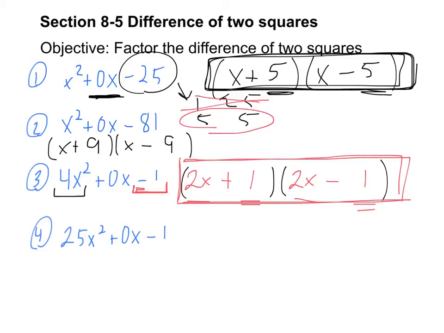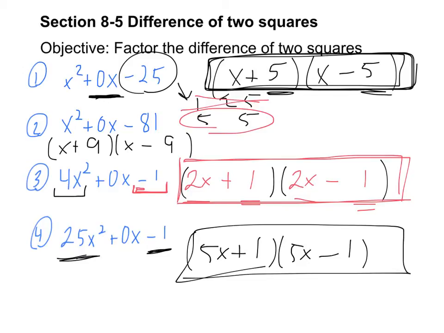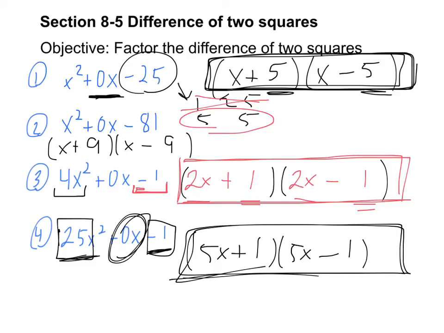So let's try this next one. If you look here, the square root of 25 is 5. Excuse me. But we put the x on it because it's 25x squared. And then you have the square root of 1, which is 1 and 1. Make one positive, make one negative. Every time. And this only works when there's a 0x in the middle and you're dealing with two perfect squares. Hence, difference of squares.